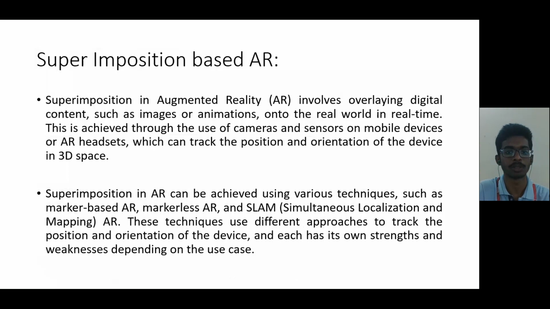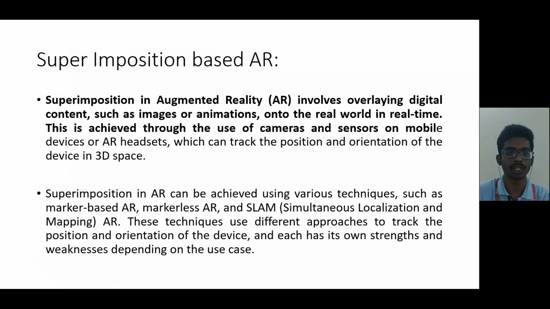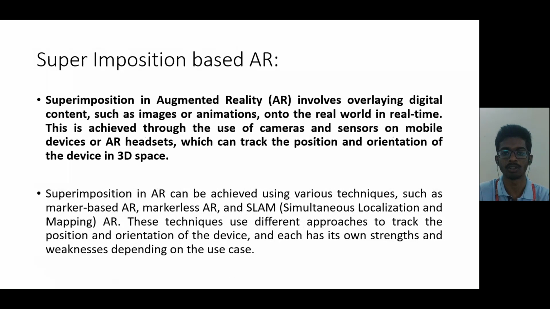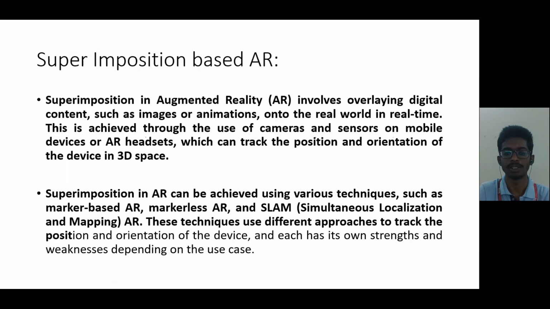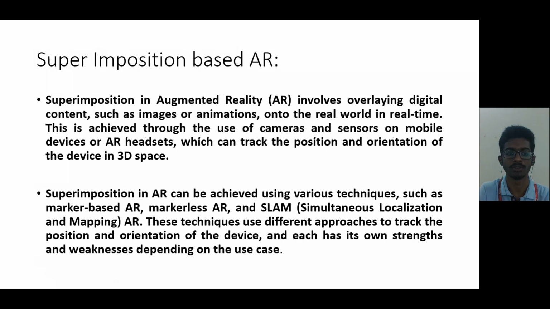And then superimposition based augmented reality. It is an augmented reality that involves overlaying digital content such as images or animations onto the real world in real time. This is achieved through the use of cameras and sensors on mobile devices or AR headsets, which can track the position and orientation of the devices in 3D space. Superimposition in augmented reality can be achieved using various techniques such as marker-based augmented reality, markerless augmented reality, and SLAM. These techniques use different approaches to track the position and orientation of the devices, and each has its own strengths and weaknesses depending on the use case.